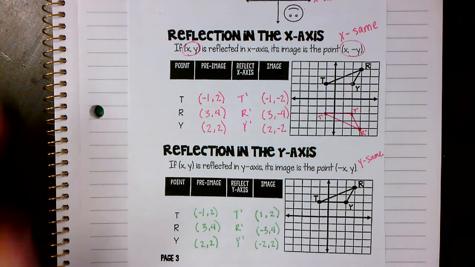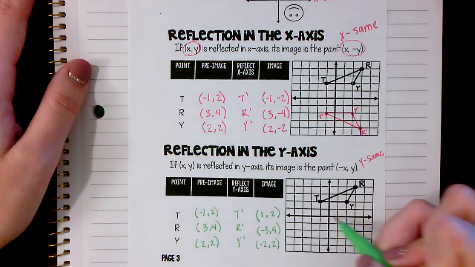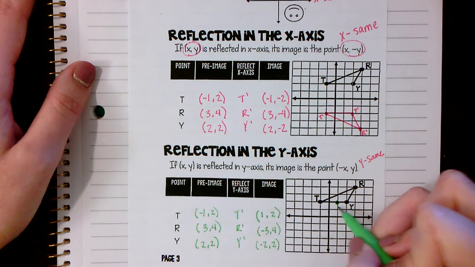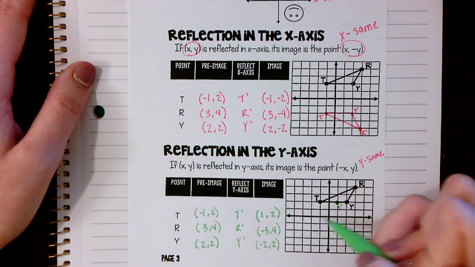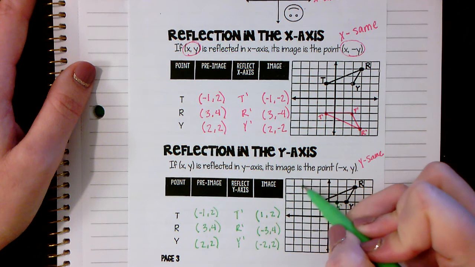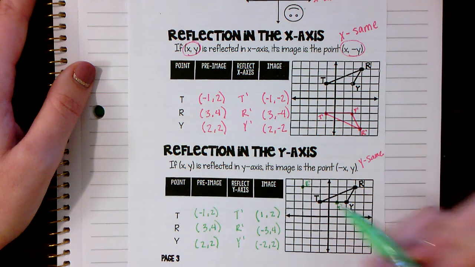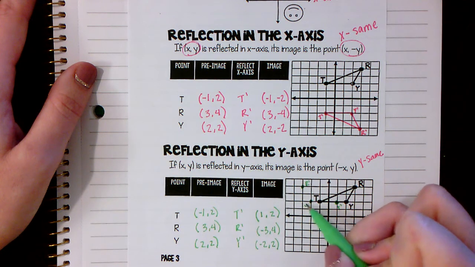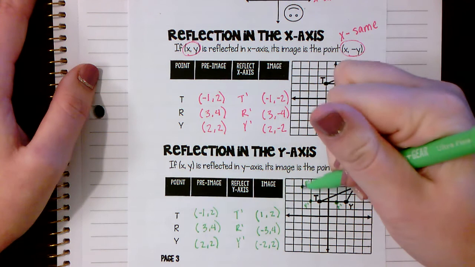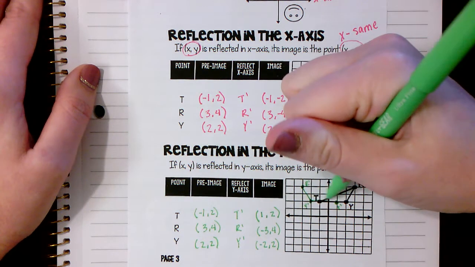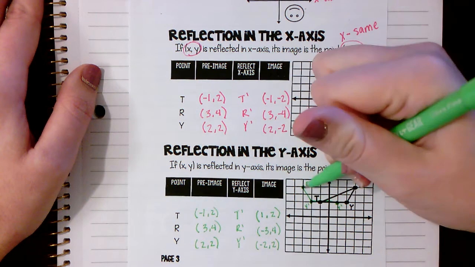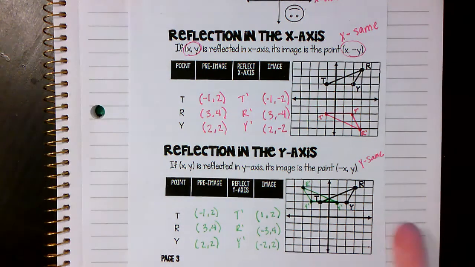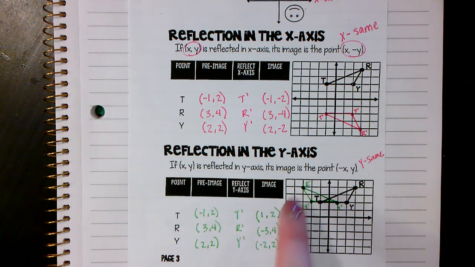So let's graph it and let's see. So we have 1, 2, and that's T prime. We have -3, 4, that's R prime. And then we have -2, 2, and that's Y prime. So when we connect these, you'll see it's now literally mirrored on the other side.